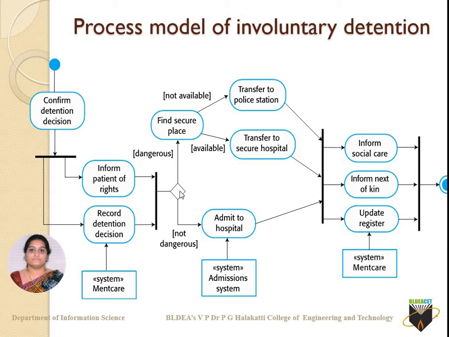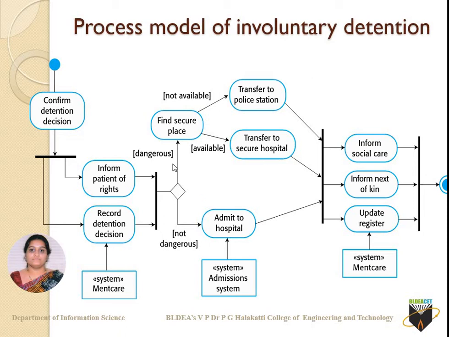at that time what will happen is you find a secure place. If that secure place is available, you transfer to the secure hospital. If it is not available, you transfer to the police station. So these are two kinds of activities which can happen when you look for a secure place: if you are unable to find it, what is the next activity, and if it is found, what is the next activity.